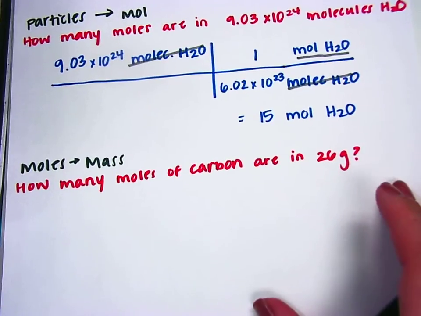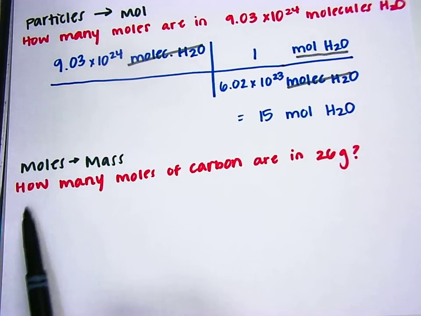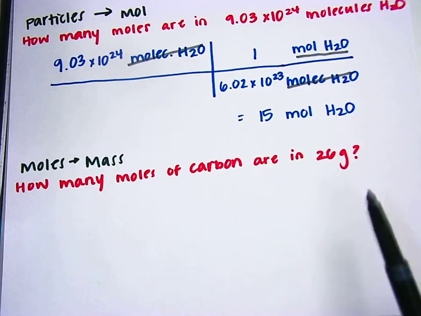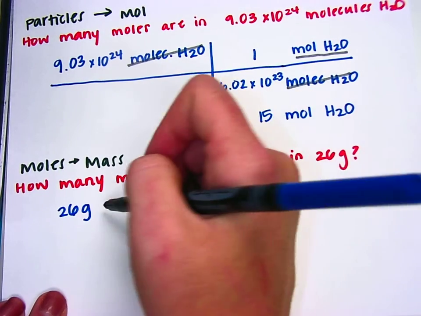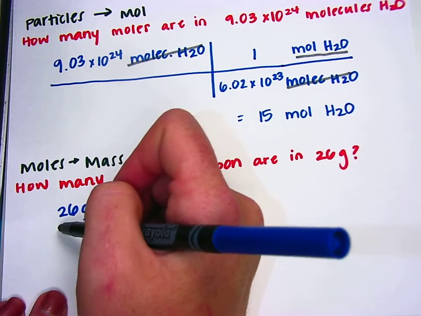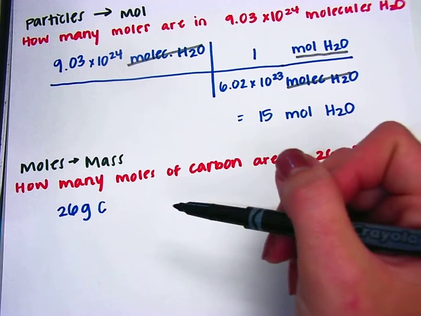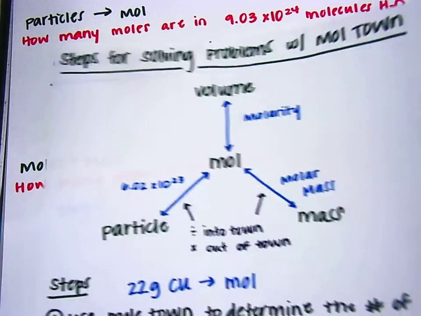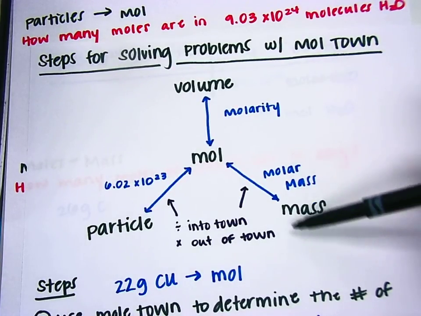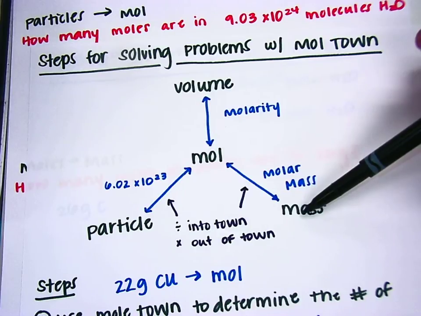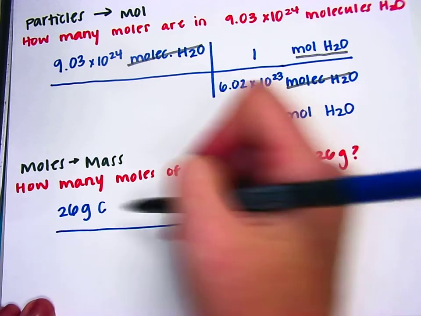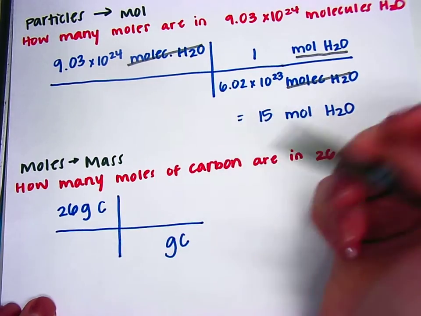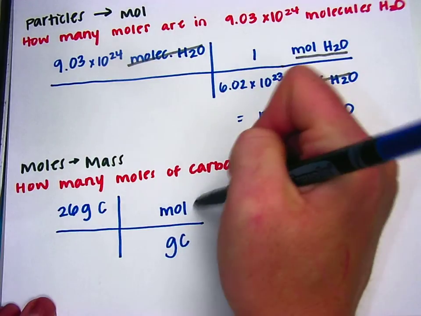We'll do one more simple conversion. And so it's how many moles of carbon are in 26 grams of carbon. So I will start with my given information, 26 grams. And this is grams of carbon. And the problem asks me to convert from grams of carbon to moles of carbon. So I can use Moletown. Mass is talking about my grams. So I'm going to be going from grams to moles in a one-step mole problem. So grams of carbon will go on the bottom. Moles of carbon will go on the top.